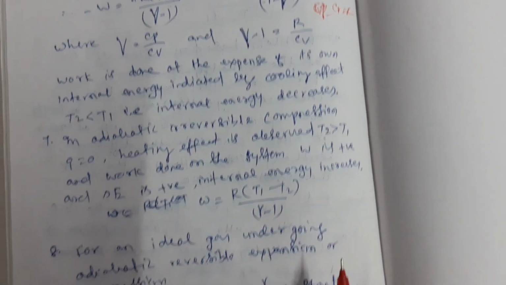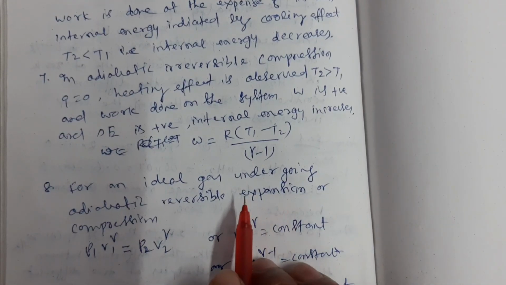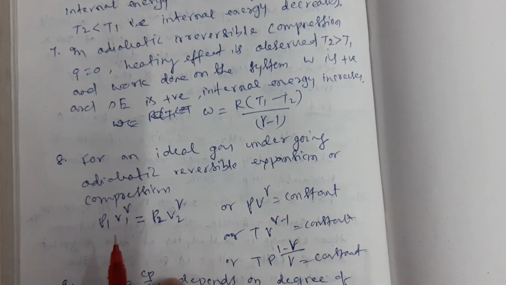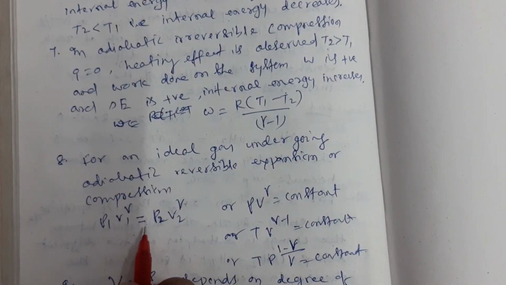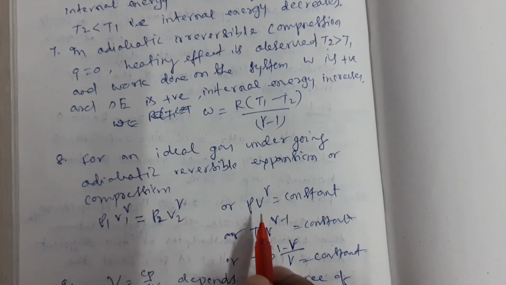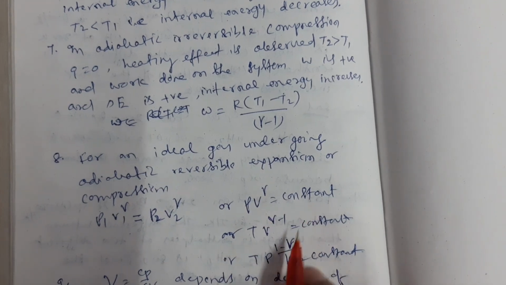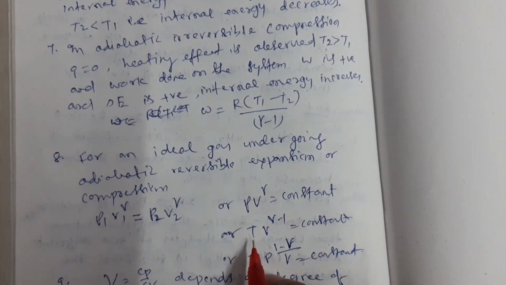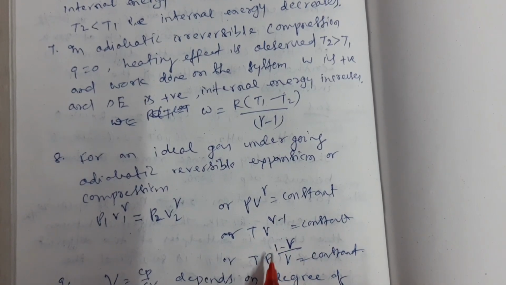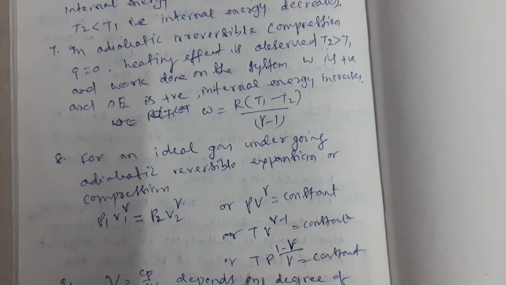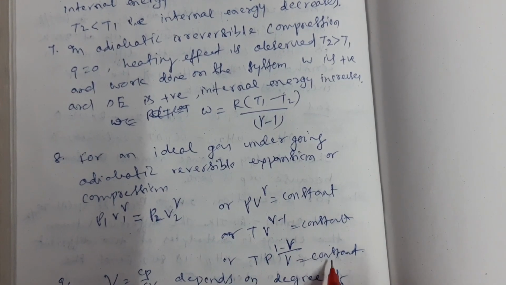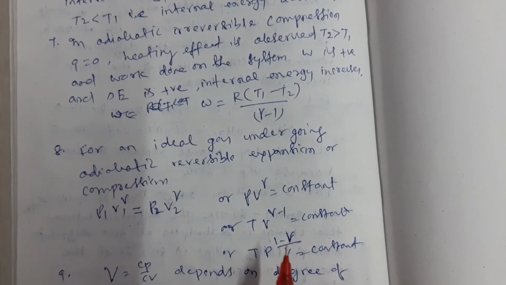Okay, yes. For an ideal gas undergoing adiabatic reversible expansion or compression, we know P1 V1 to the power gamma is equal to P2 V2 to the power gamma. What is gamma? Gamma is Cp by Cv. So PV to the power gamma is a constant value. Or you can write TV to the power gamma minus 1 is a constant. So these are the relations for the examination. And T P to the power (1 − γ) by γ is also a constant. So these points you have to remember.